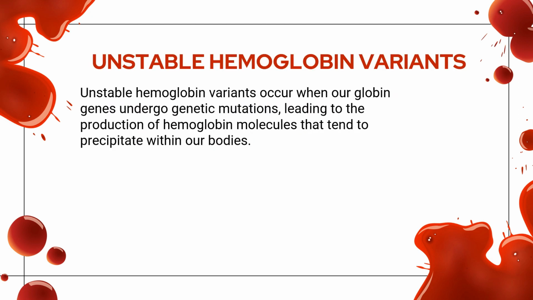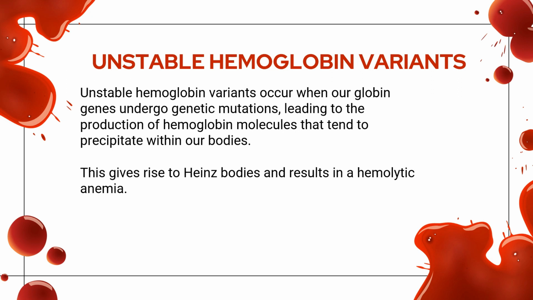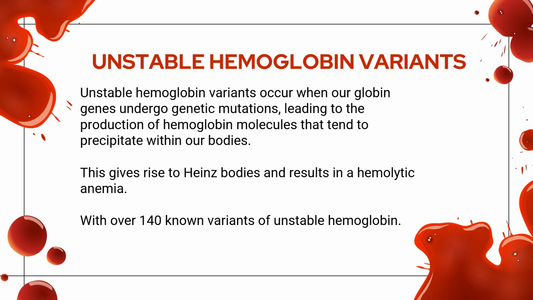Unstable hemoglobin variants occur when our globin genes undergo genetic mutations, leading to the production of hemoglobin molecules that tend to precipitate within our bodies. This gives rise to unique structures called Heinz bodies and results in a specific type of anemia known as hemolytic anemia. With over 140 known variants of unstable hemoglobin, it's a complex world out there.